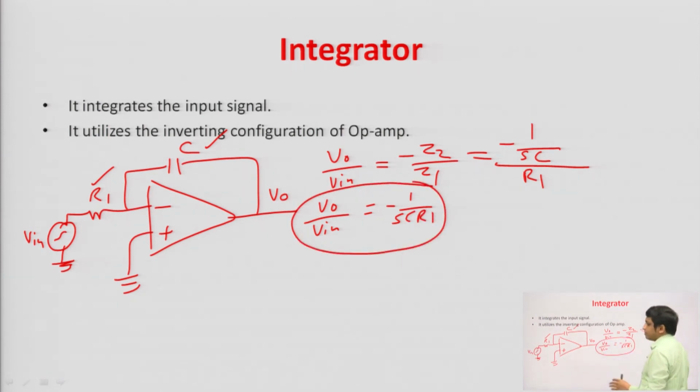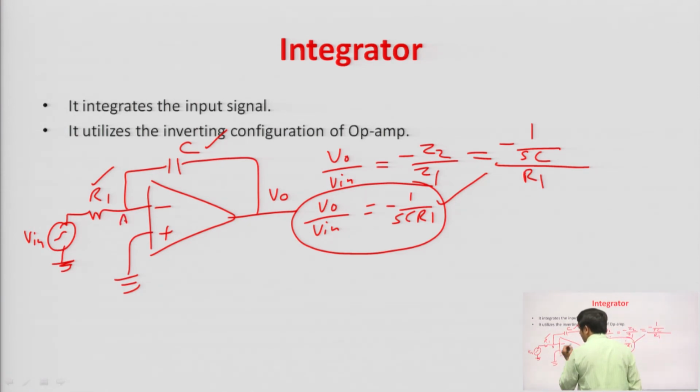Again there is a minus sign because the input signal is applied at the inverting terminal. Whenever the input is applied at the inverting terminal, the output will be negative. So, you can see that there is a 1 by S term in this equation that represents the integration. This is the frequency domain equation. For the time domain equation, you can derive it.